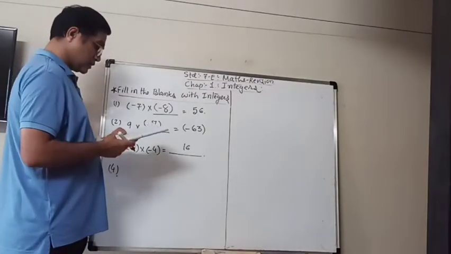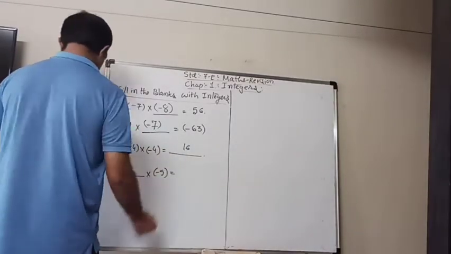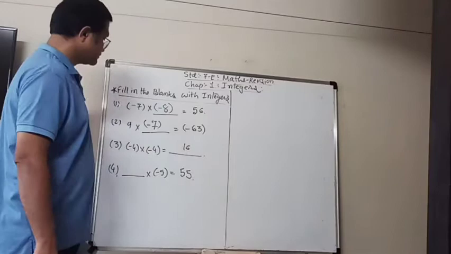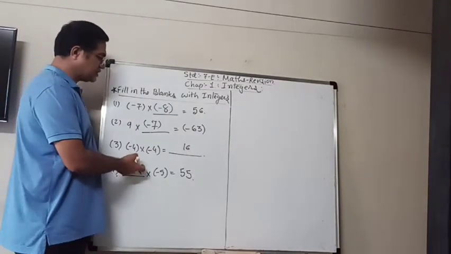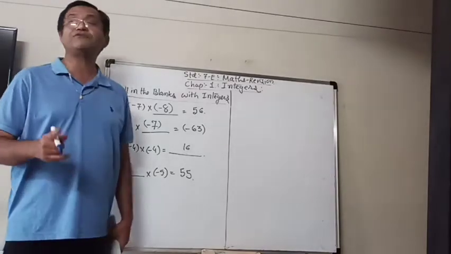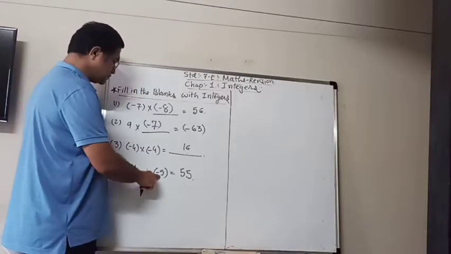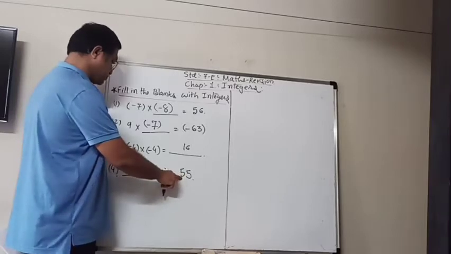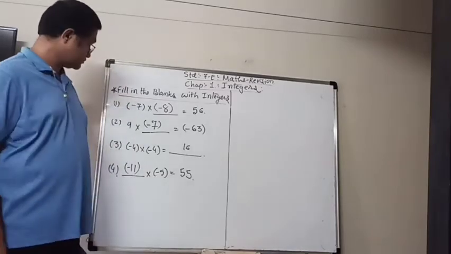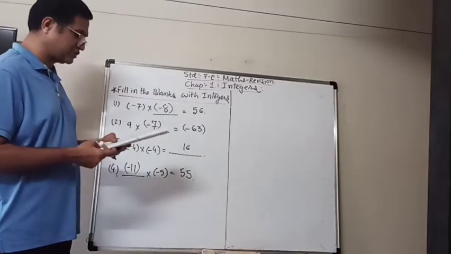Fourth blank. Blank multiplied by -5 is equal to 55. So which number is such that when we multiply by 5 it becomes 55? We know that 11 5s are 55. So the answer should be 11. But here one is negative but the answer is positive. So to make it positive, minus 11 should be there. So minus 11 multiplied by minus 5 equals 55.